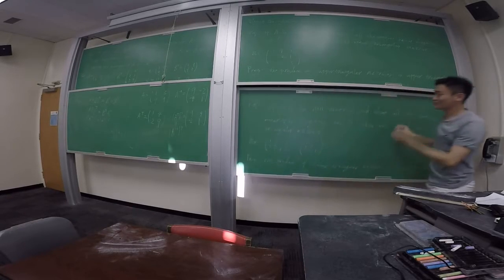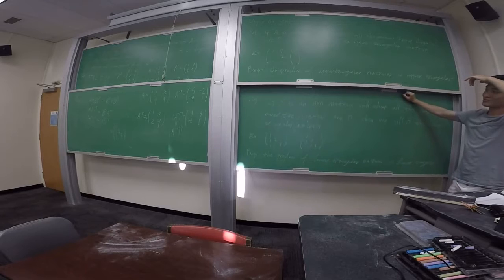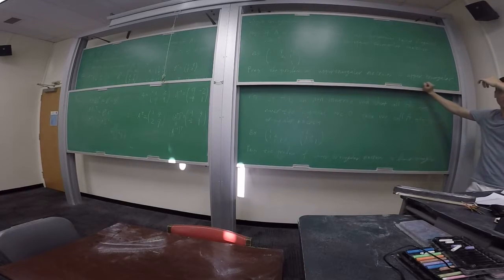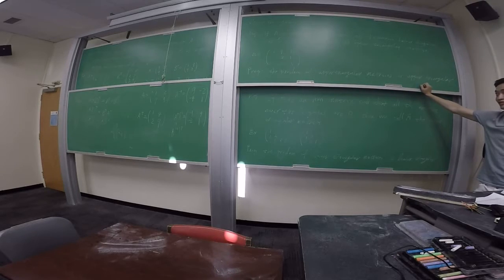Okay. So actually in the lecture notes you can see more properties about the upper triangular matrices and the lower triangular matrices. Not only the product, but also if you have an upper triangular matrix, and it is invertible, then the inverse of the upper triangular matrix is also an upper triangular matrix. So is the lower triangular matrix.